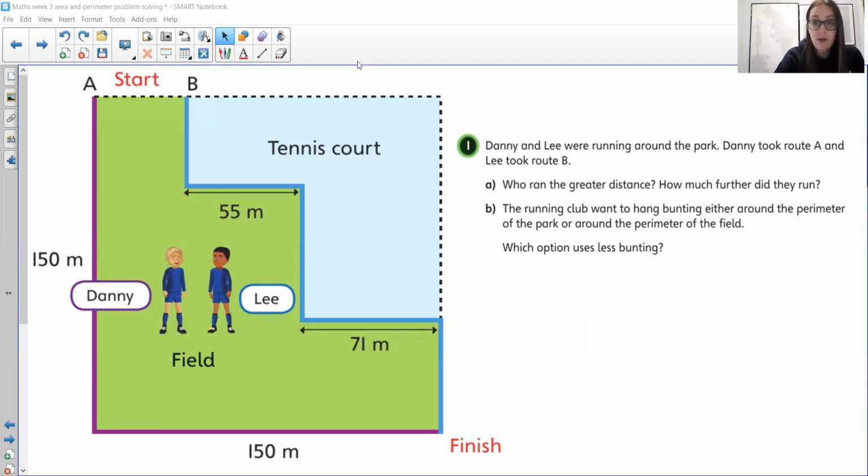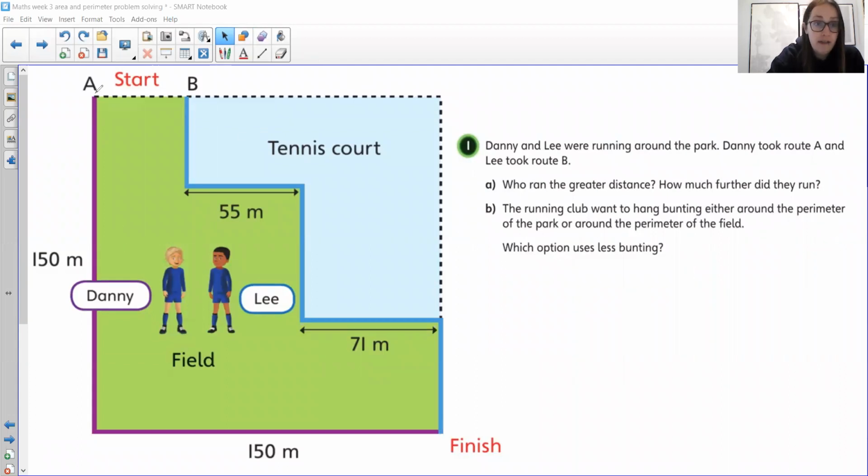Can you work out who's run the greater distance? Danny should be pretty easy to work out how far he's run. Look at Lee's. Look at what those lengths that you don't know are equal to. Pause the video and have a go. Right then, hopefully you have paused the video and given this a bit of a go. Hopefully it wasn't too difficult. So Danny, first of all.